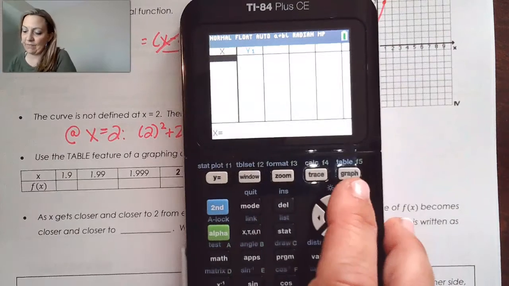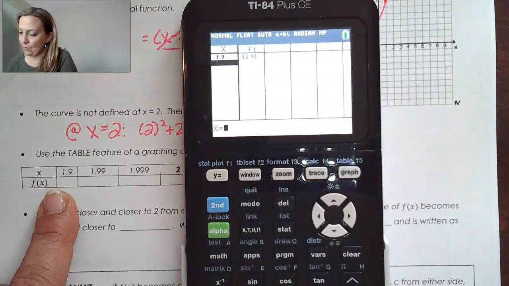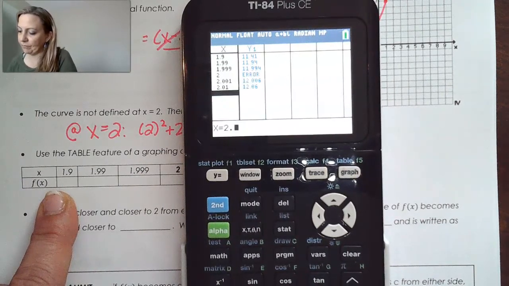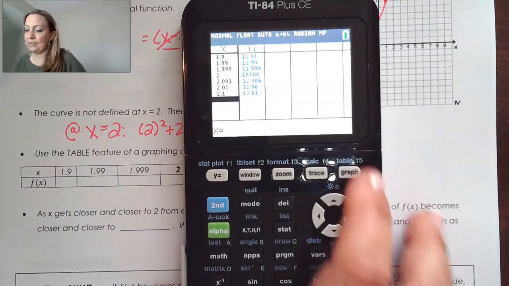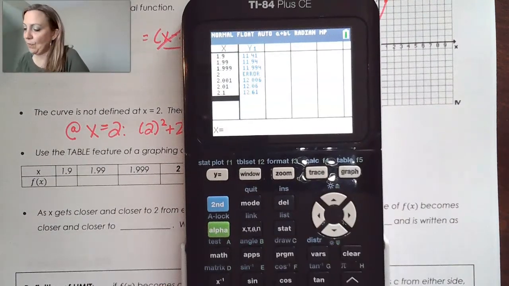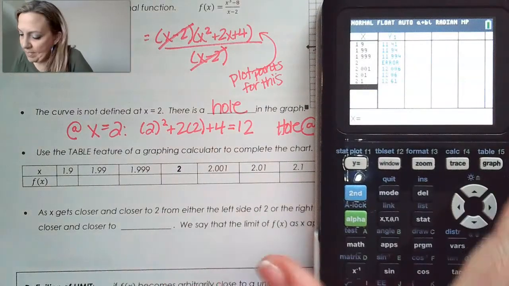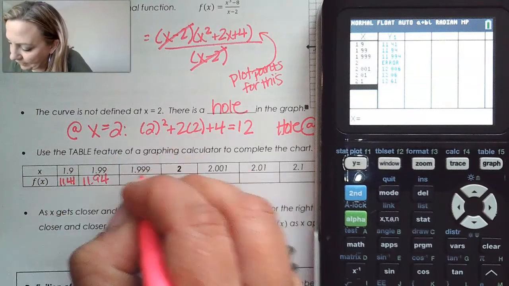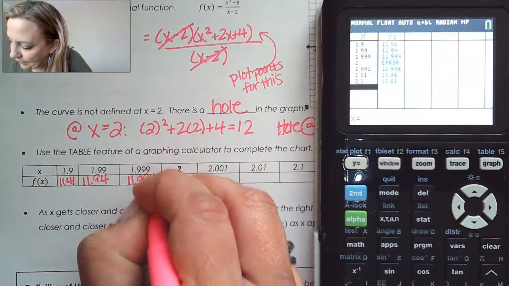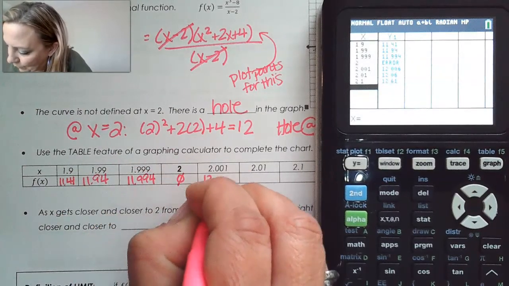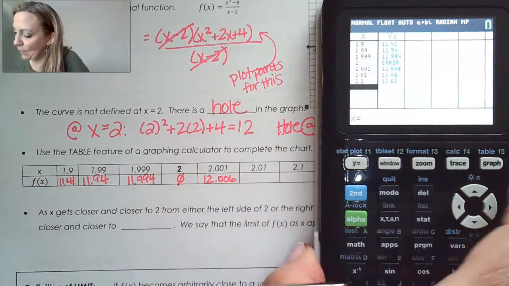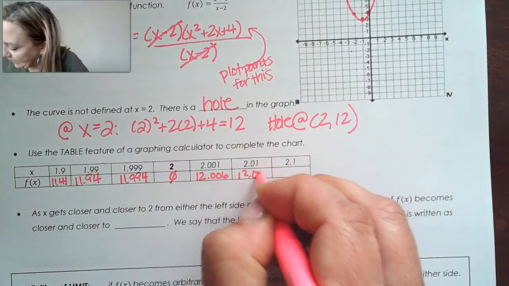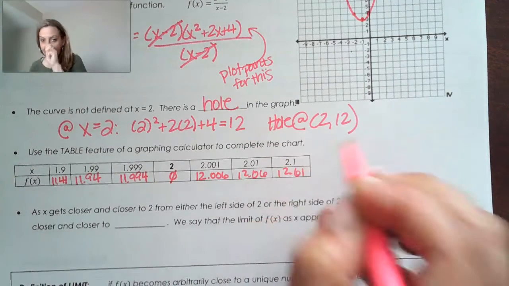So I can enter in the values here, 1.9, 1.99, etc. And then I can just fill those values of the table in. So I have 11.41, 11.94, 11.994. We have an error, 12.006, 12.06, and 12.61. Okay.